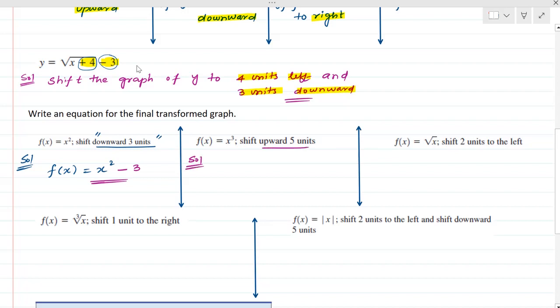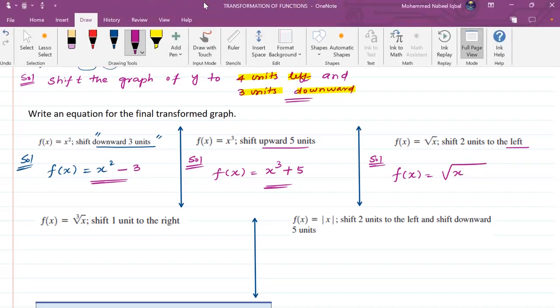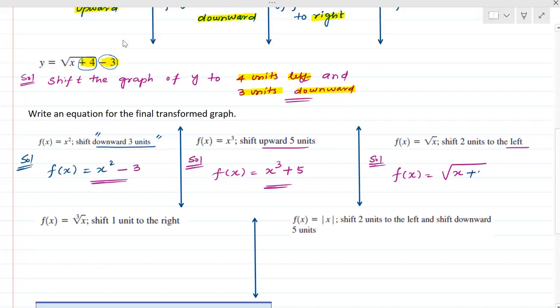Now similarly here we have what? Upward 5 units. Therefore f of x is equal to x power 3 plus 5. Up means plus, so it is plus 5. Now the next one, shifting to the left. Left means inside. Therefore f of x equals the square root of x, but then here we will have plus 2 inside.